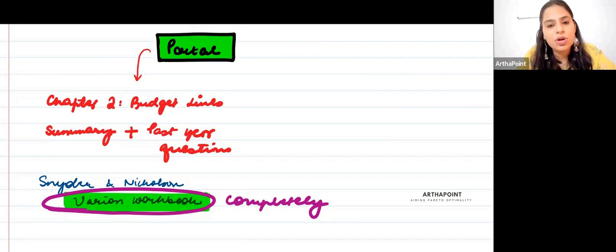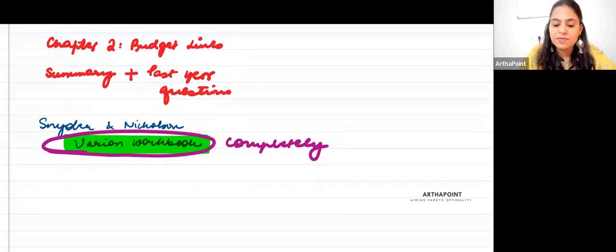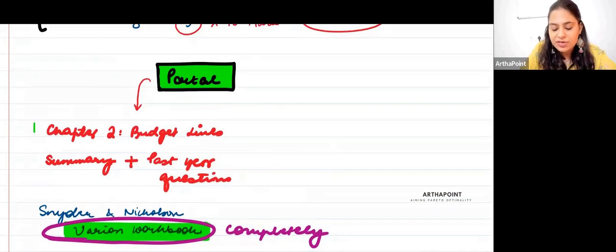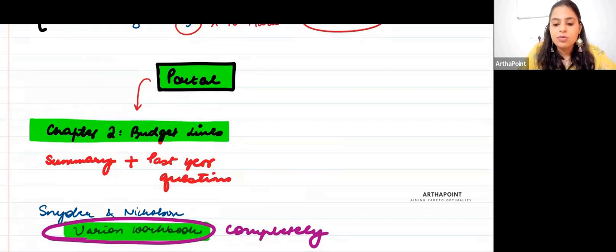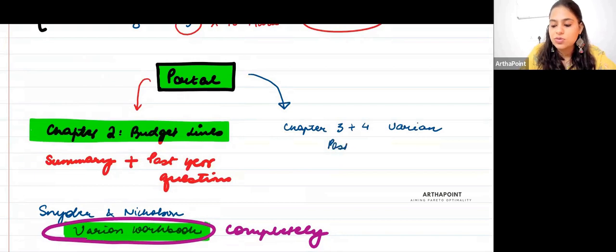You can ask it via the portal. You can ask it on the group also. Other than that, we are going to go in a particular pattern where we finish consumer theory first and follow it by producer theory. So today I'm going to revise chapter 2 with you, which is on budget lines. Now, the next week that I meet, we will be doing chapters 3 and 4 of Varian. I would be revising that and doing all past year questions with you.